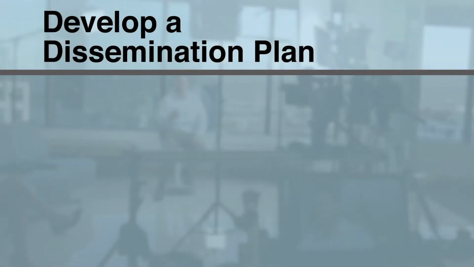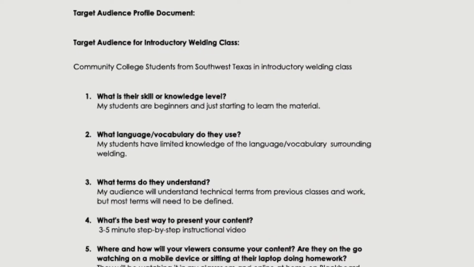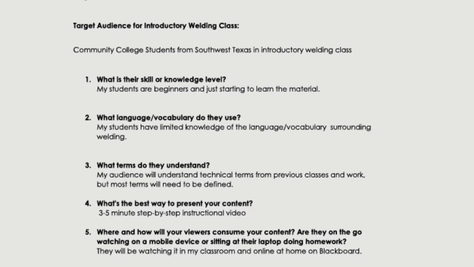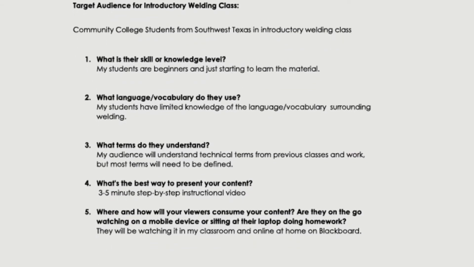For our purposes, dissemination is basically publishing your content. A plan to share your content needs to be in place before you start production. This plan will not only inform decisions during production and post-production, but it will also ensure that your content gets in front of your target audience. Refer to your target audience profile document. This should tell you where your audience is consuming content, and that's where you need to be.